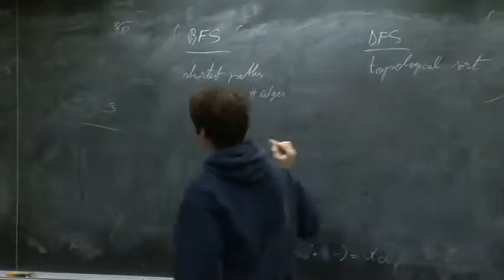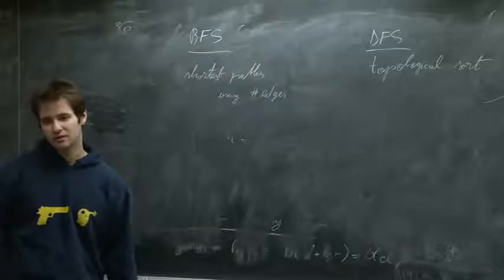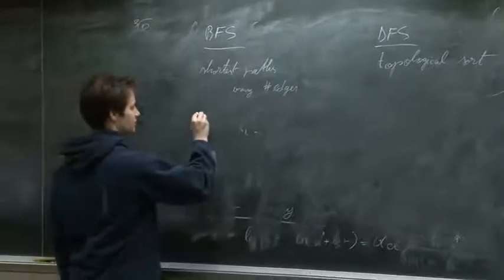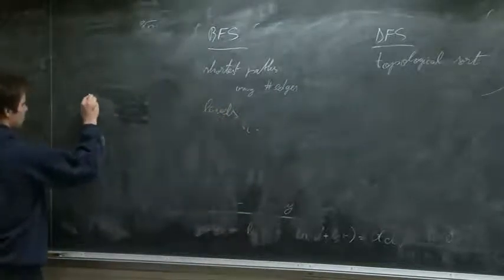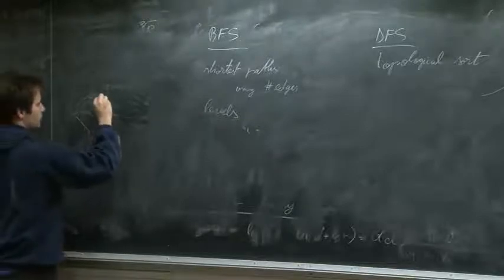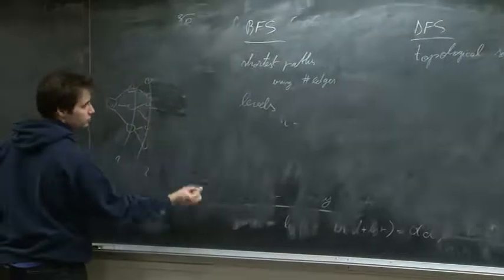Okay, how does BFS look at the graph? How does it partition the graph? Nodes are grouped into levels. So you start with the source, and then all the nodes that are 1 edge away are at level 1. All the nodes that are 2 edges away are level 2, so on and so forth.